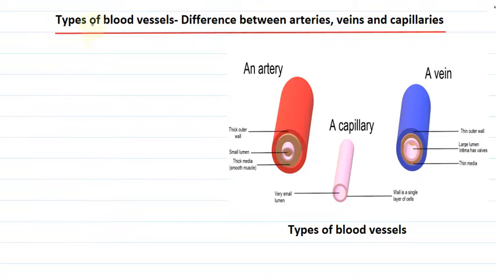The topic for today's video is types of blood vessels and difference between arteries, veins and capillaries. So first let's begin with the blood vessels. So what are these blood vessels? We know that blood in our bodies flows through the blood vessels. So how can we define these blood vessels?